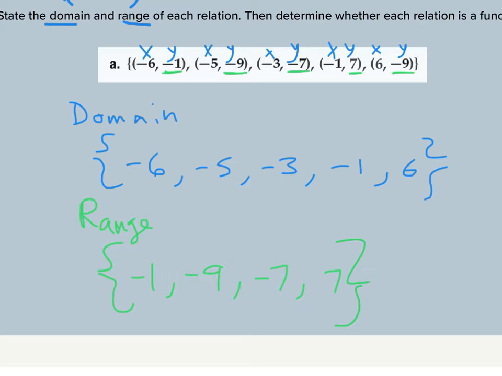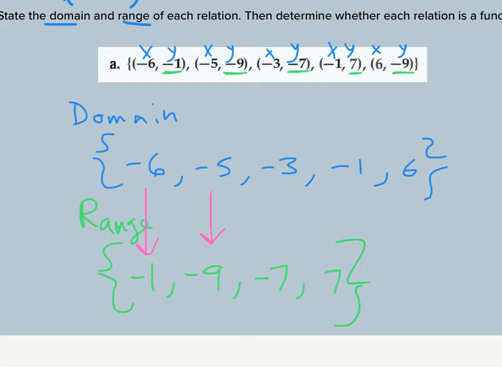Now we need to determine if the relation that was given is a function. What does -6 go to? In the last one, you saw how we had the arrows that point our x to the y. What does -6 pair with in our range? -1. So we have a pair here. What about -5? What does that go with? Both -9, so it's not a function. -9.